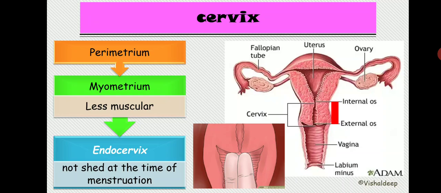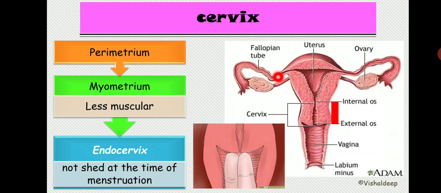So it is a cylindrical lower part that protrudes into the uppermost part of the vagina. It is basically 2.5 centimeters long. Got it? It is 2.5 centimeters in length. This is all about the cervix.